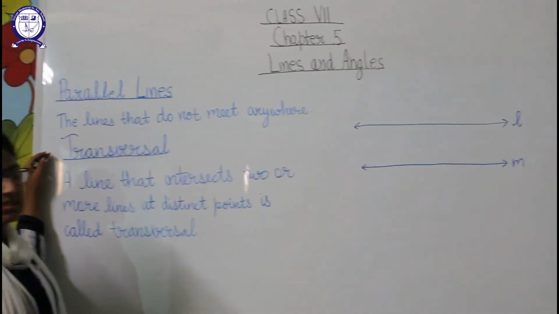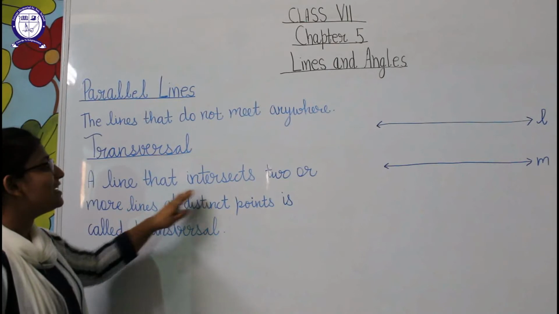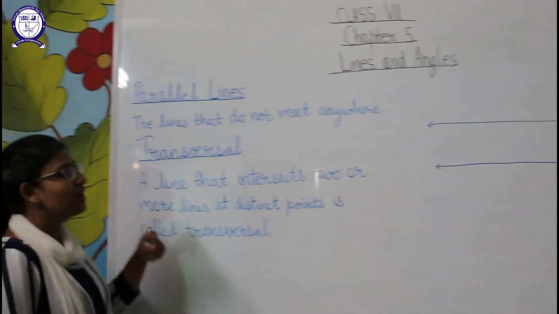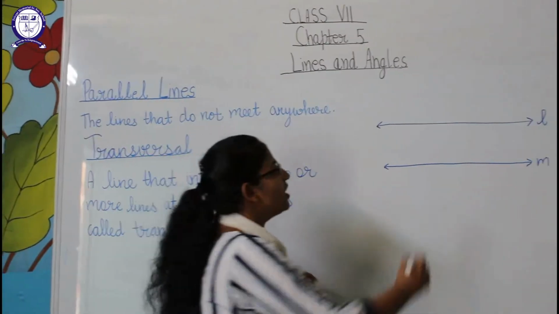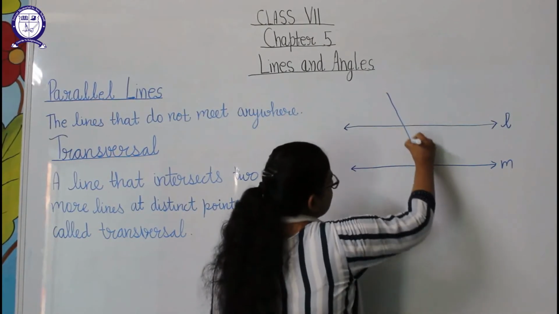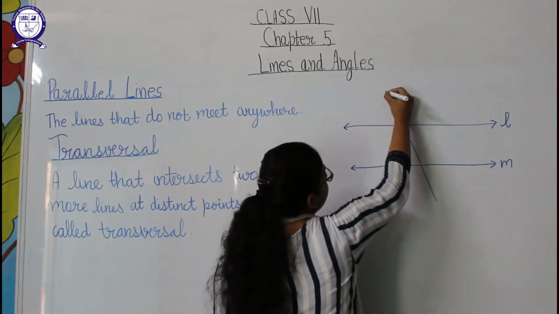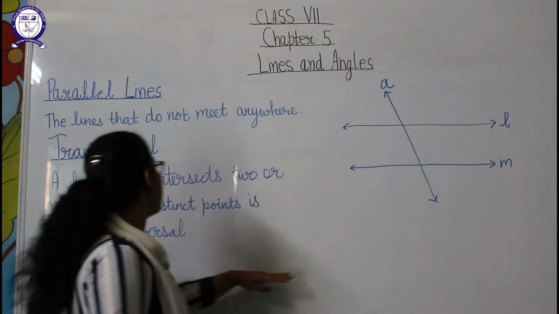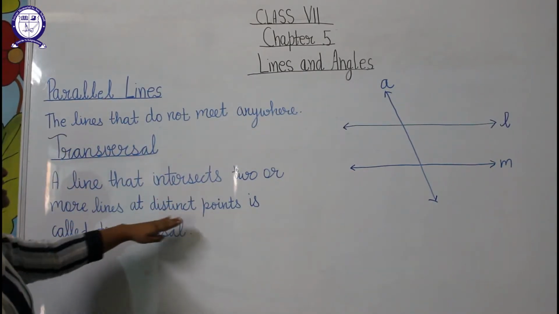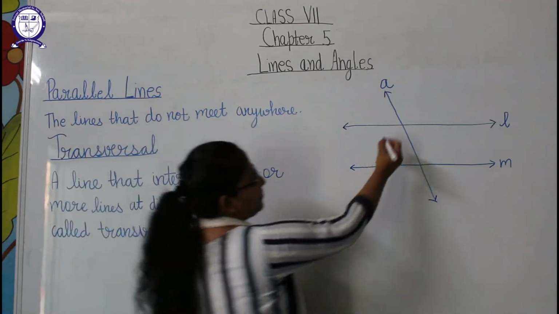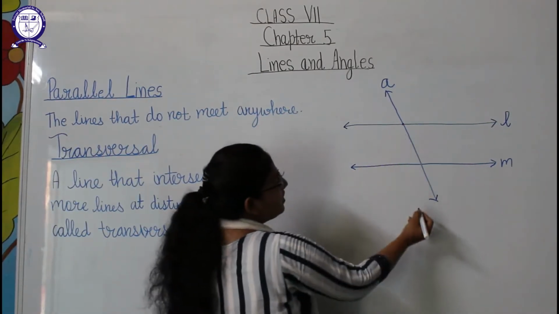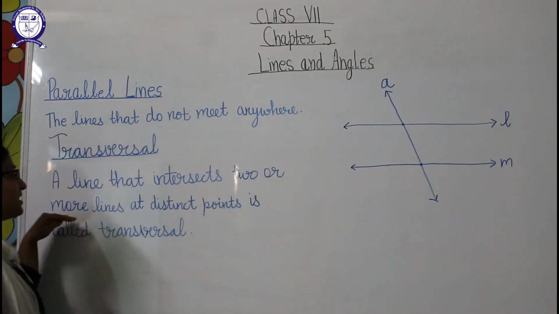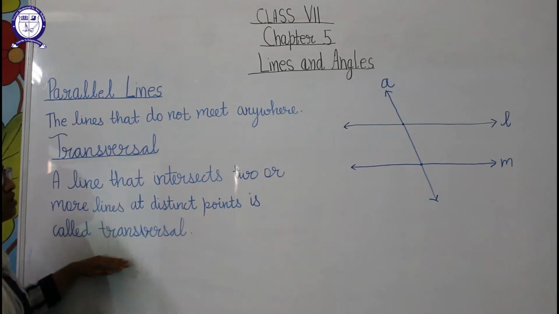Now next is transversal. What is transversal? A line that intersects two or more lines at distinct points. A line that intersects two or more lines. Here two parallel lines are given. If I make a transversal like this, I am naming it as A. So this is a line that intersects two or more lines at distinct points. Distinct point means at L it is intersecting it here and at M it is intersecting here. It means the transversal intersects the lines at distinct points. So this is called transversal.